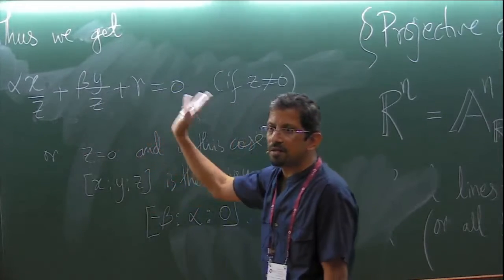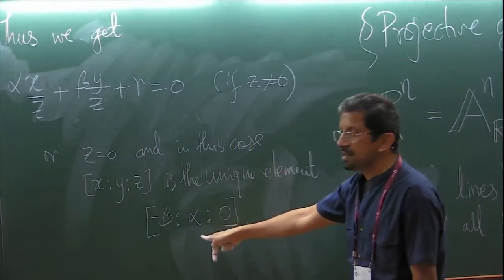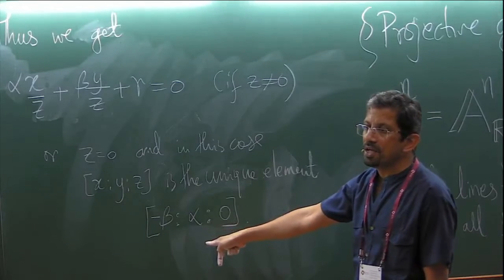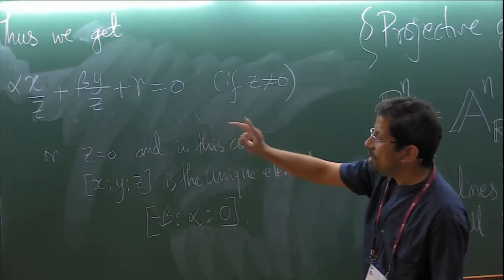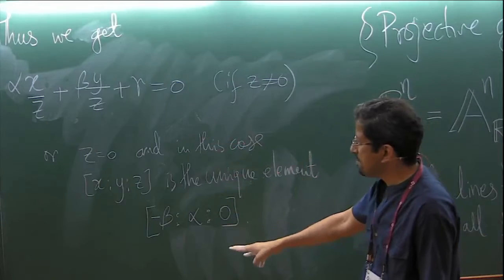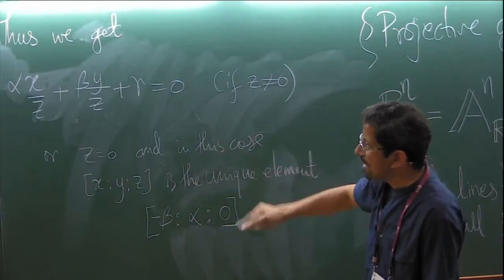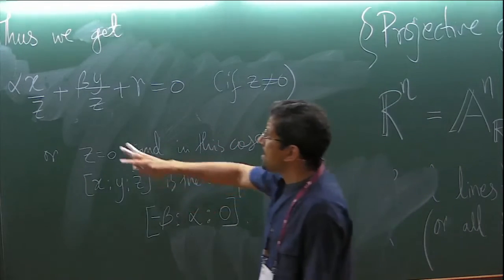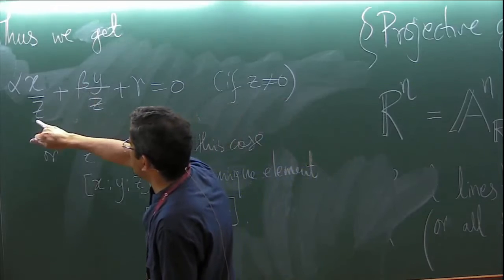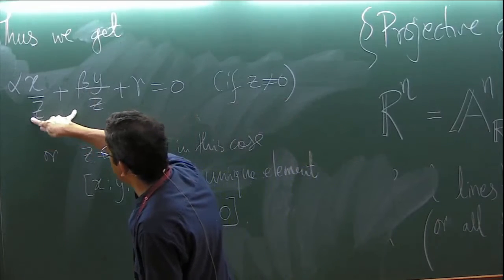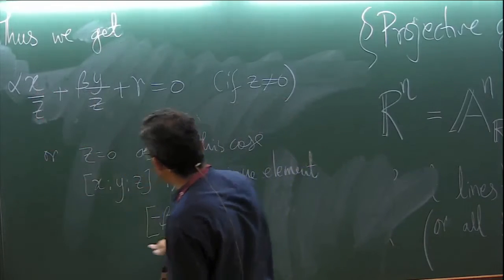Alpha x plus beta y plus gamma. And this is the point at infinity of that line. So almost all the lines in R2, there's one special case I'm missing, which is when alpha and beta are both zero. Let's ignore that for the time being. Then almost every line is broken up into two parts: one is the finite line in R2 and a point at infinity.